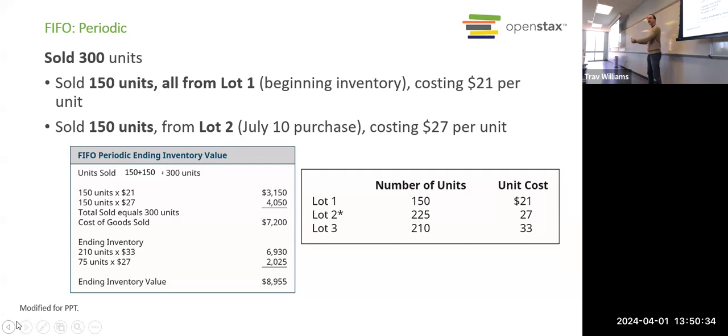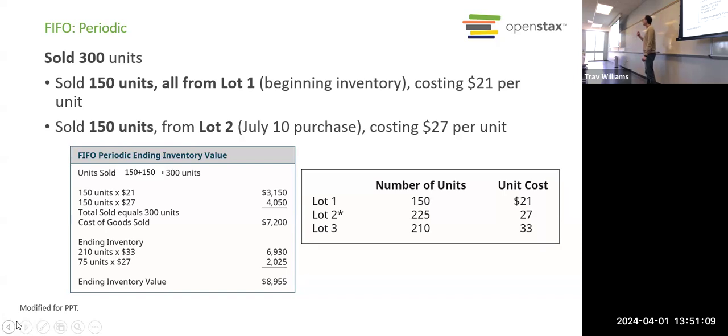So we're at the end of the period, we're looking back, and we're applying the costs not based on which lots the units actually came out of, but just based on FIFO. And with FIFO, it's first in, first out. So these 300 units, we would first take the 150 from lot 1, because that was the first lot. And then we would take 150 from lot 2 and use that $27 cost.